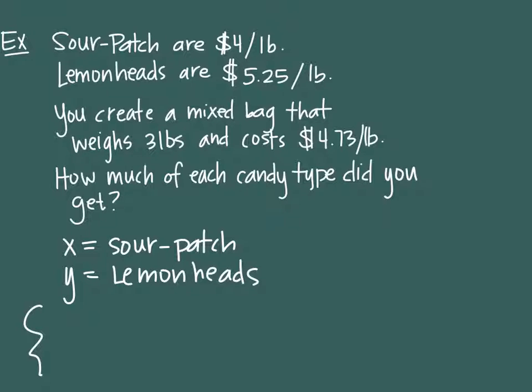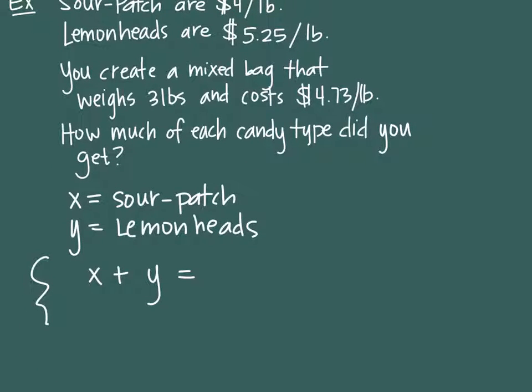And you're going to start out creating your system with something that is x plus y. All right, so it's not just the Sour Patch, but it's the Sour Patch weight and the Lemon Head weight. Okay, so how much does x plus y make together? Not 31. That's a 3, and that's an L. 3 pounds. All right, x plus y equals 3. Okay, there were 3 pounds mixed all together.